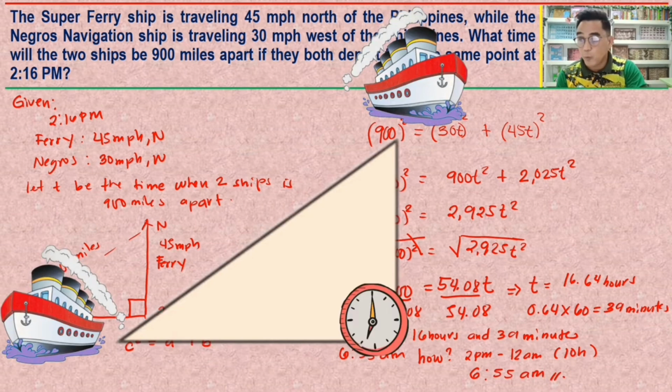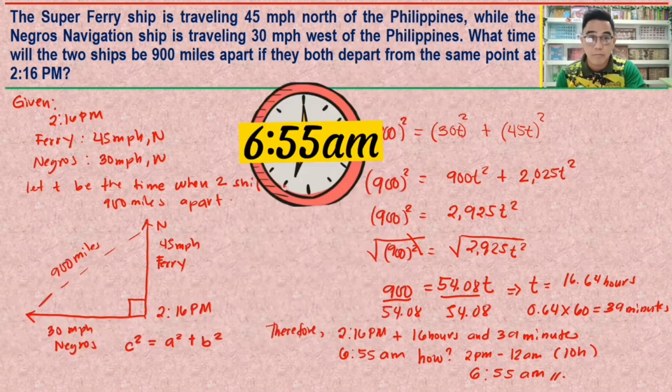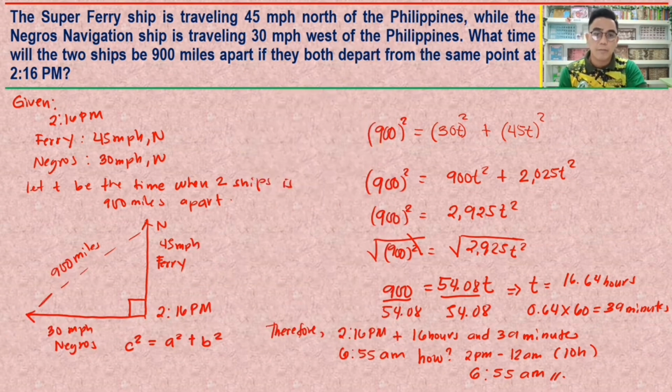Therefore, the time at which these two ships will be 900 miles apart will be the next day at 6:55 a.m. That is how we solve problem number 4.